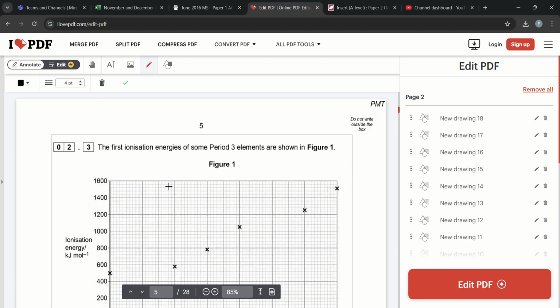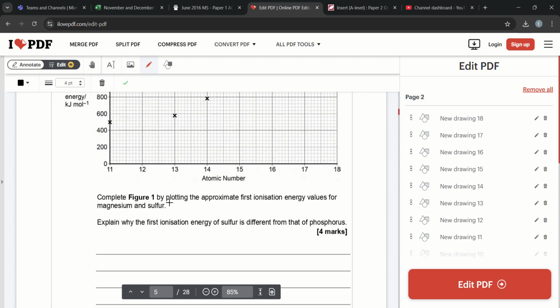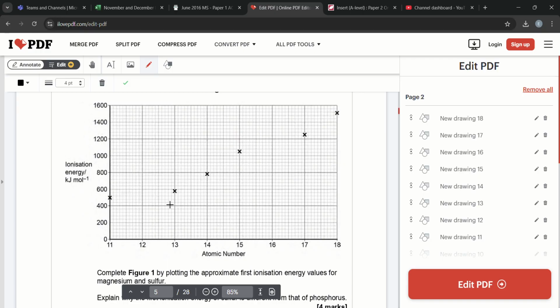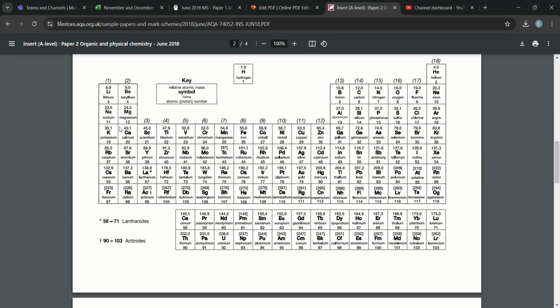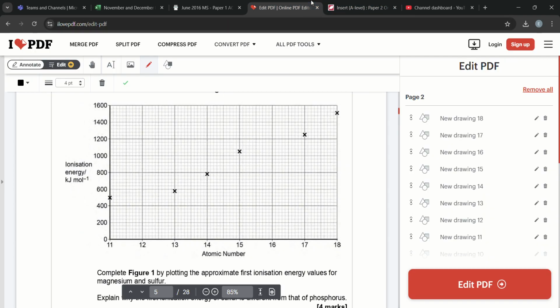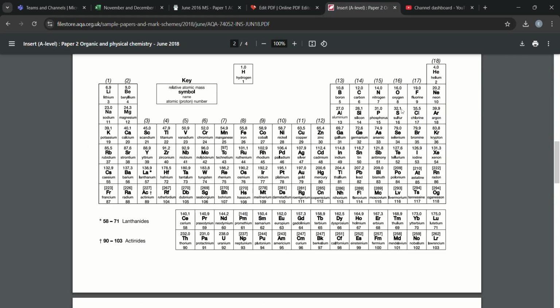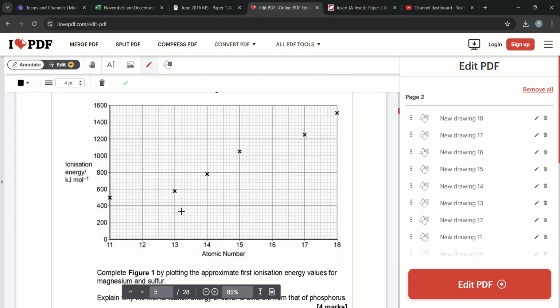And then 2.3, the first ionization energies of some period 3 elements are shown in figure 1. Complete figure 1 by plotting the approximate first ionization energy values for magnesium and sulfur. So sulfur is going to be the one with 16 electrons, magnesium is going to be the one with 12 electrons. This one's magnesium, this one's sulfur.